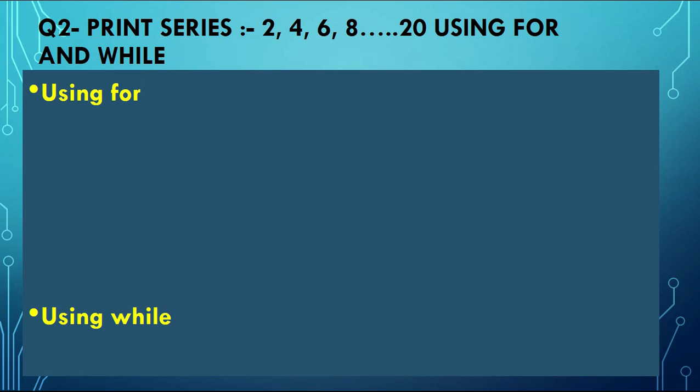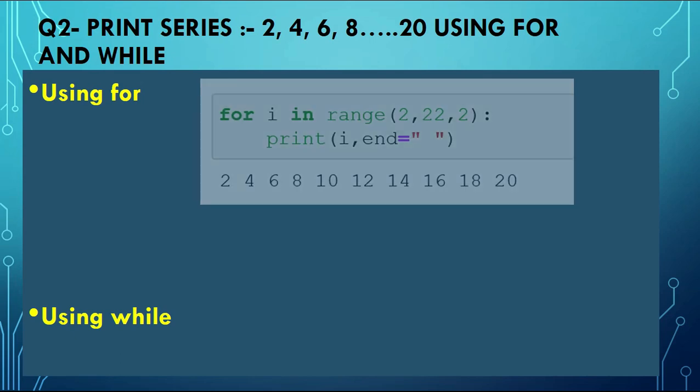So question number 2, print the series 2, 4, 6, 8 up to 20 using for and while. It is a series which starts from 2 and has an interval of 2, and it will reach up to 20 and then it will stop. So first we will see how to write this program using for.